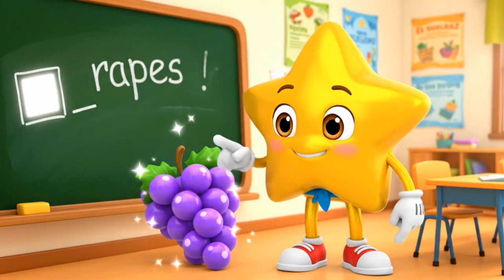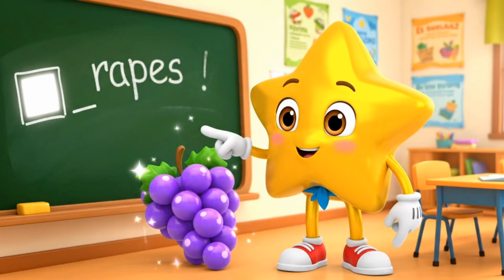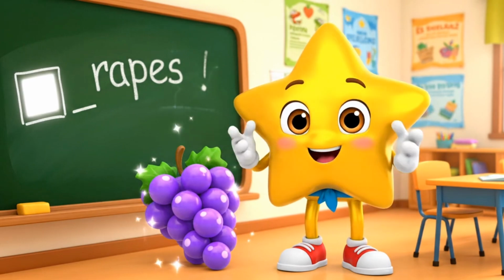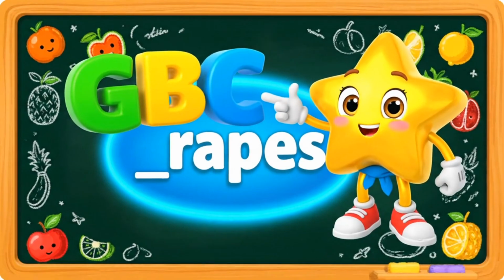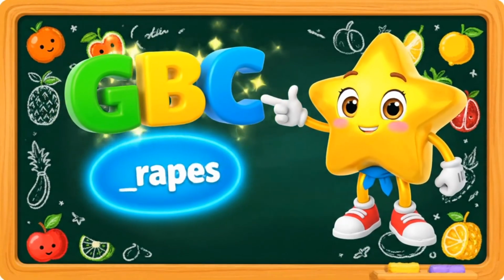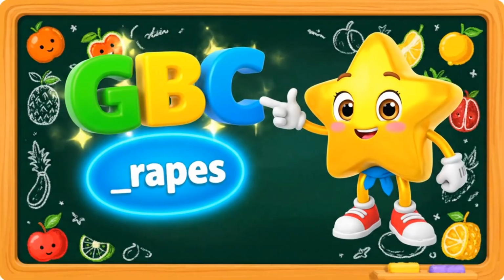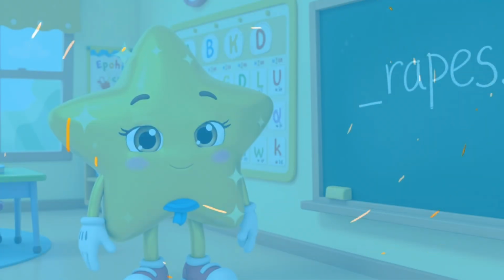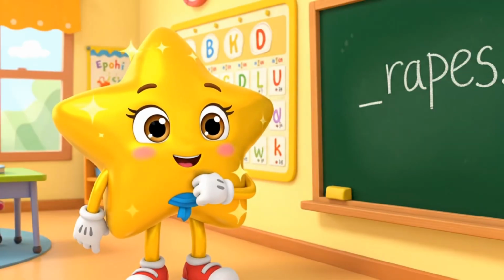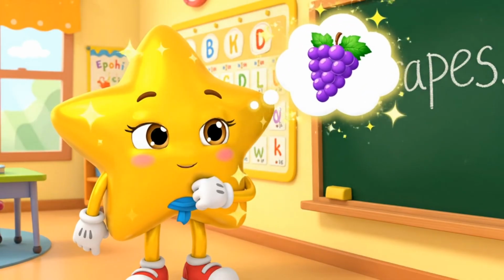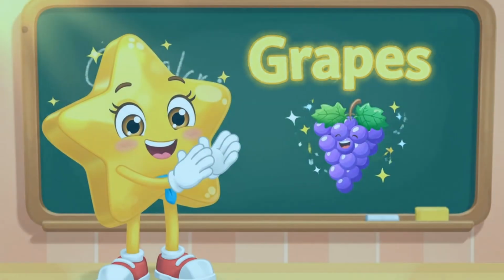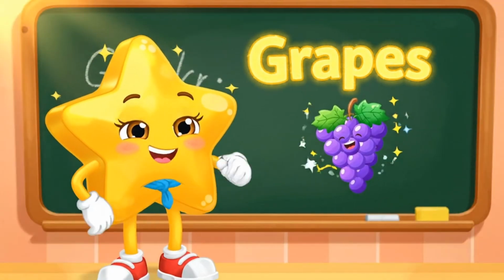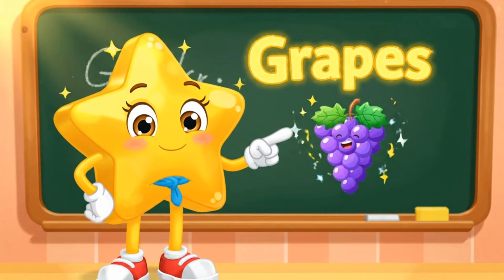Look, kids! These grapes are missing their first letter. Can you guess? Which letter makes the word grapes? G, B, or C? Which letter goes here? Think carefully. Yes! You got it! G is for grapes.